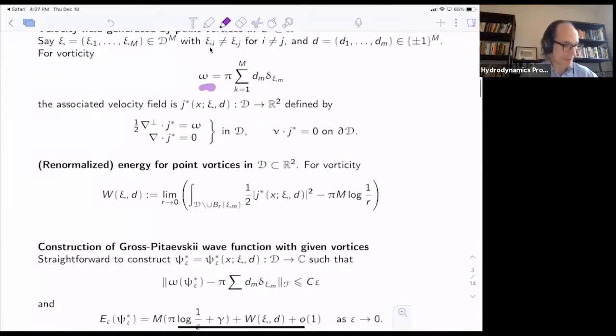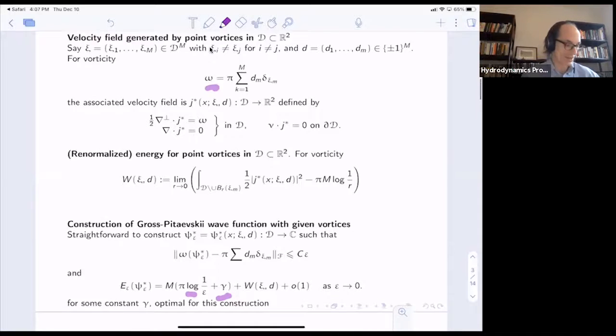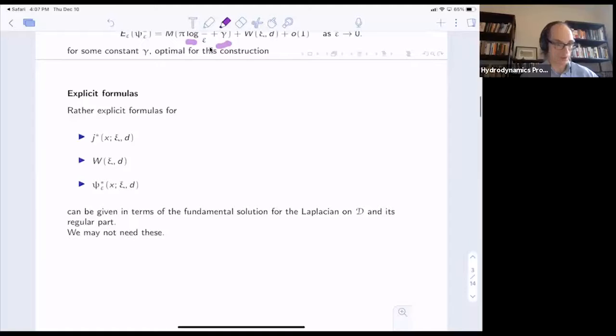And I asserted that this energy coincides, up to some constant gamma, which is some number, with the, okay, so there's an epsilon here, but it coincides with the natural Gross-Pitaevskii energy for a wave function, a solution to the Gross-Pitaevskii equation, with vortices at these certain points. Okay, and so the second theorem says we have explicit formulas for this velocity field, this so-called renormalized energy, and this psi star, which is roughly speaking an energetically optimal wave function on an epsilon scale with vortices at the given locations and the given degrees.